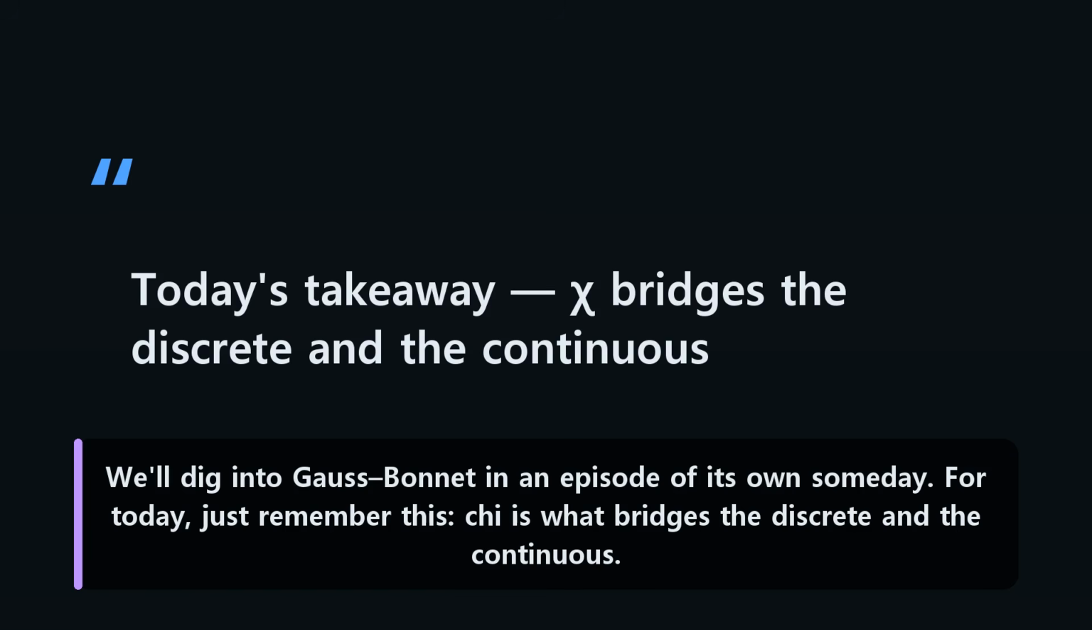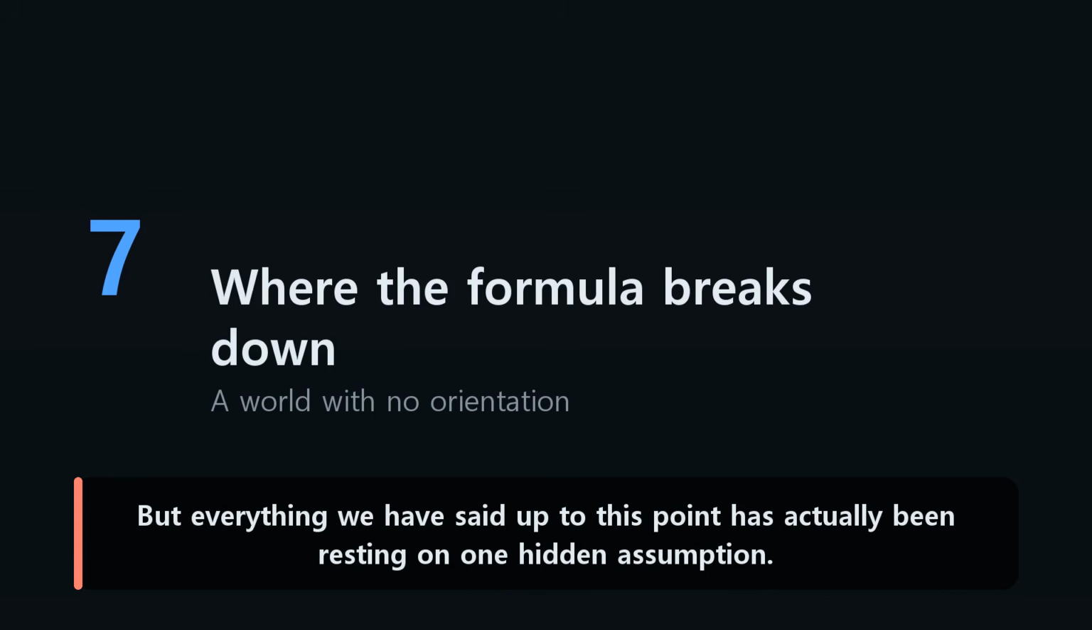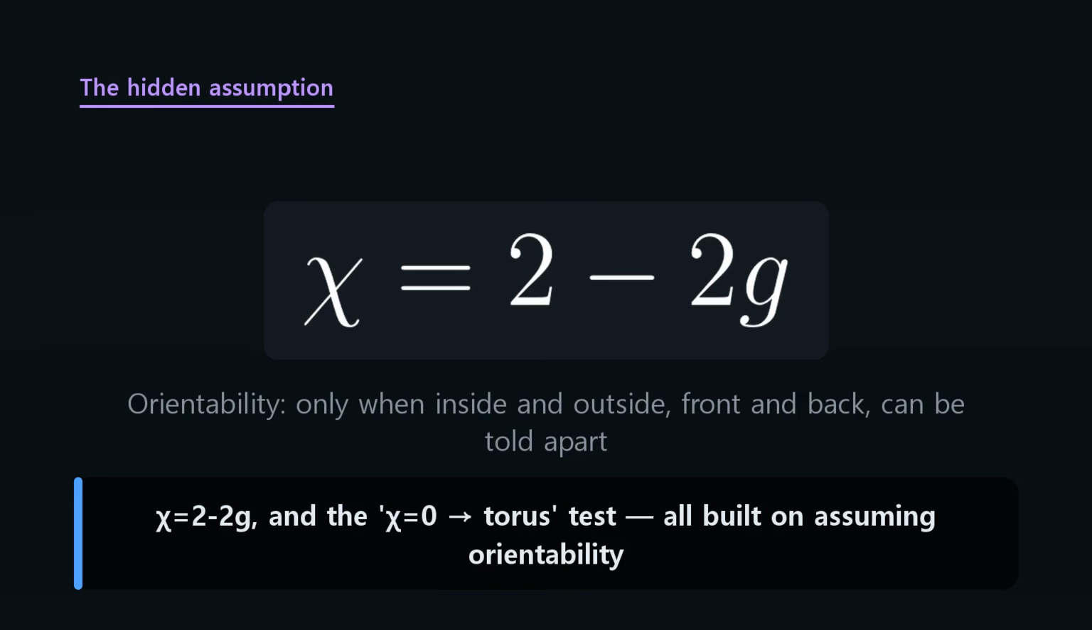We'll dig into Gauss-Bonnet in an episode of its own someday. For today, just remember this. Chi is what bridges the discrete and the continuous. But everything we have set up to this point has actually been resting on one hidden assumption. The Chi formula and the torus test alike stood on the assumption that inside and outside can be told apart, on orientability. That's the condition we nailed down earlier.